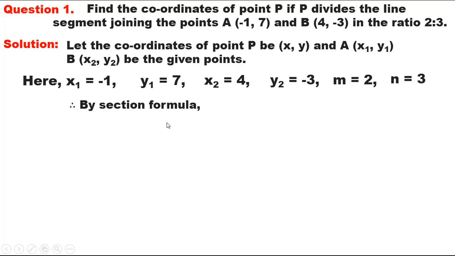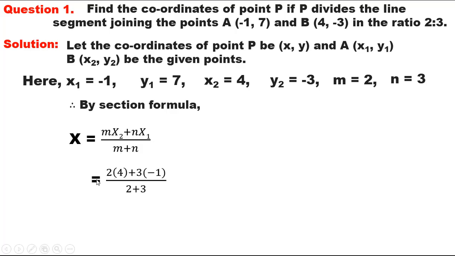Therefore, by the section formula, the x coordinate is equal to m of x2 plus n of x1 divided by m plus n. Therefore, 2 into 4 plus 3 into -1 divided by 2 plus 3 is equal to 8 minus 3 upon 5 is equal to 5 upon 5. Therefore, x is equal to 1.